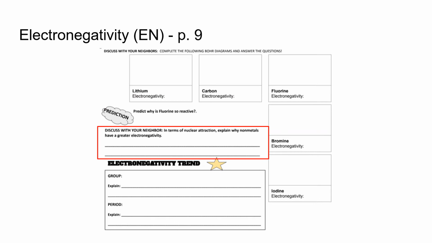Now, in the next question over here, let's pause the video and think about why we think it is easier for nonmetals to attract the electrons from other atoms, or why they want to gain electrons. Why is it so easy for them? And remember, this is an "in terms of" question, so make sure your answer is mentioning the nuclear attraction.